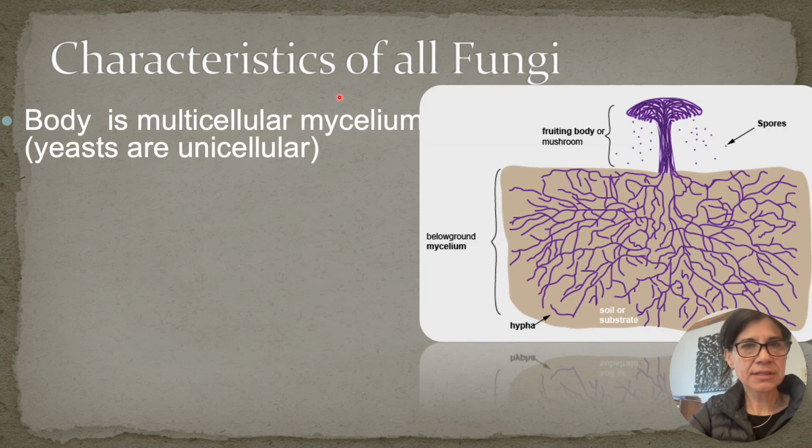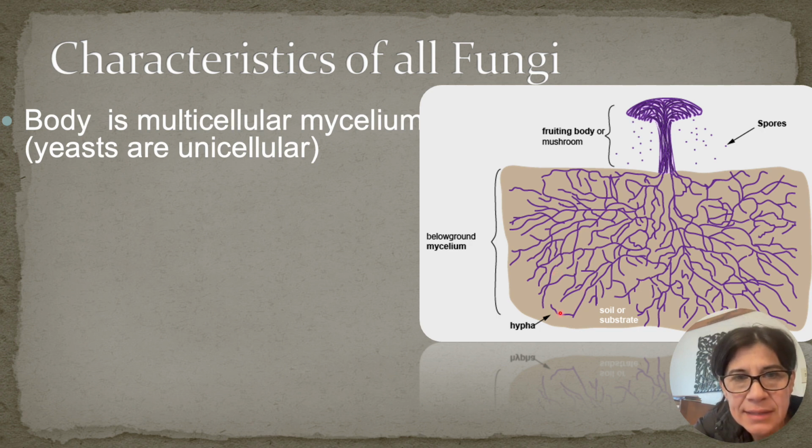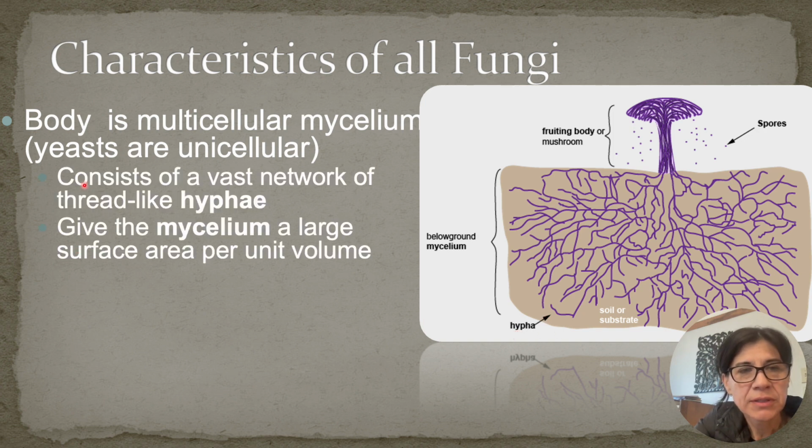So some characteristics of fungi. Here's an image that kind of shows it. What you may be familiar with is this mushroom, but actually the main body of the fungi is usually underground, and it's referred to as a mycelium right here. So the whole body is called the mycelium, but the mycelium is made up of these threads that are called hyphae. So here it says: consists of a vast network of thread-like hyphae. So the mycelia consists of this.